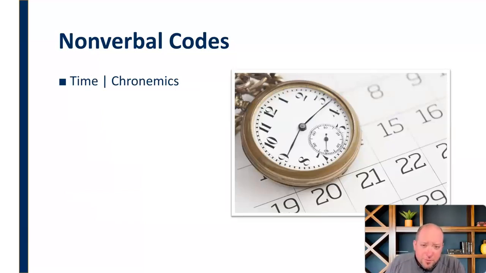Okay. Chronemics is another nonverbal code that is very important. Again, one we've touched on before in another video, but you have monochronic and polychronic cultures. And this is a spectrum. It's not an either-or thing for cultures or for an individual. So monochronic tends to view time as a commodity. And so, for example, here in the United States, you hear the expression, time is money.